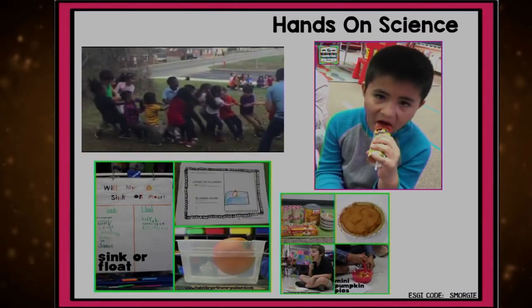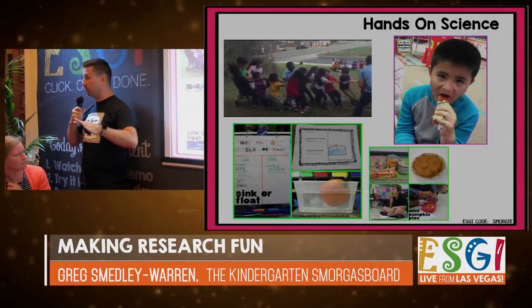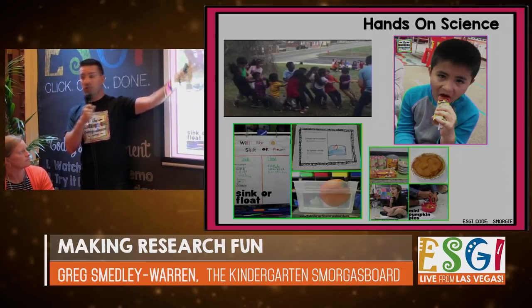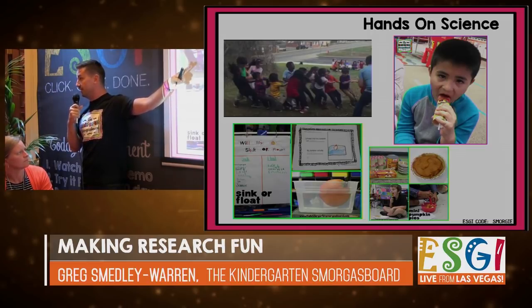And then because so much of our research projects are science-based, we do a lot of hands-on science as part of those research projects. So one of my favorites is the push and pull research project. We learned all about forces and motion. At the end of our push and pull unit, we had a tug-of-war championship with all of the kindergarten classes. And I will have to say my kids won.